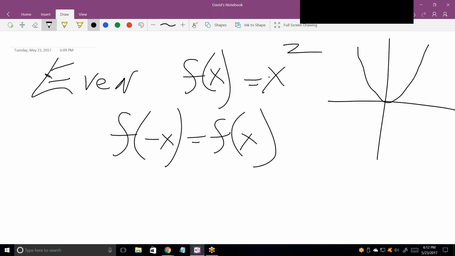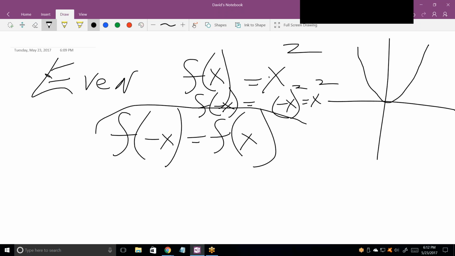So, if I look at this function, x squared, well, what is f of minus x? It's minus x in parentheses squared, which is equal to the original function. So that is satisfied. f of minus x is the same as f of x. Notice that f of 2 would be that value. f of minus 2 would be the same value on the y-axis.